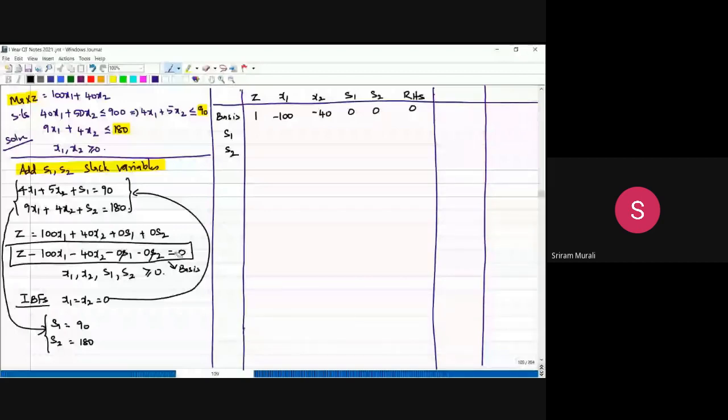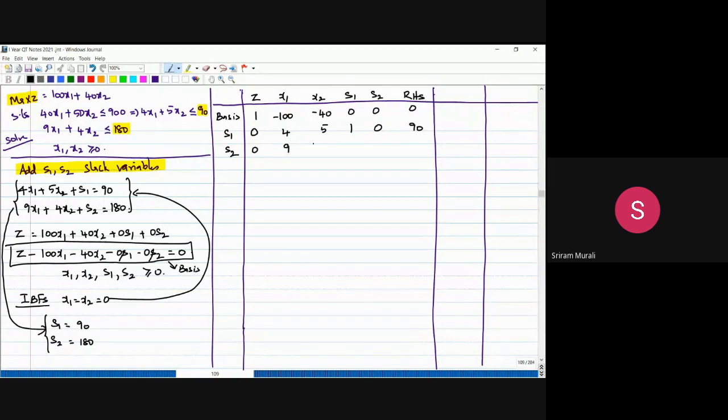What is the next one? S1 equation. The S1 equation is this, so z coefficient is 0. X1 is 4, X2 is 5, S1 is 1, S2 is 0, right hand side is 90. In the same way, what about the next equation, S2? Z is 0. It is 9, 4, 0, 1 and then 180.